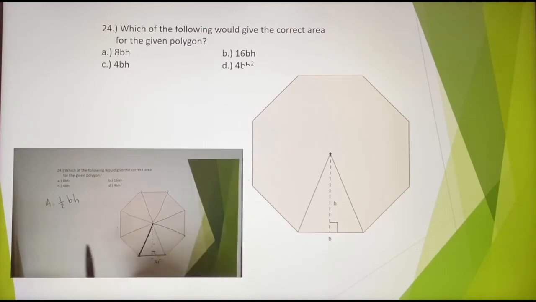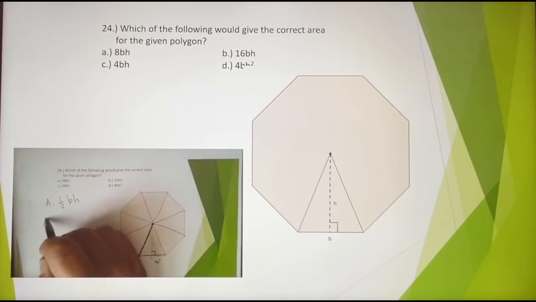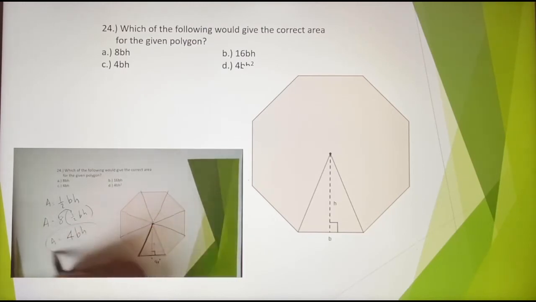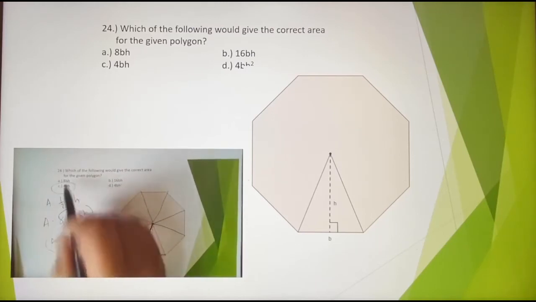So as I stated, there are 8 of these triangles in our area. So our area is equal to 8 times 1/2 base times height. We can distribute this 8. So 8 times 1/2 is 4. So area is equal to 4 times base times height. And that's your answer. C.